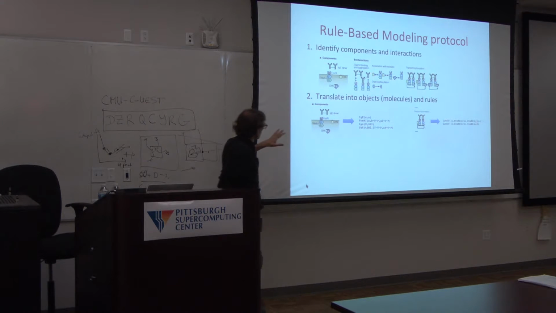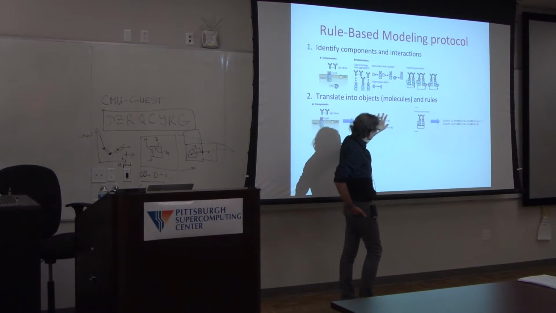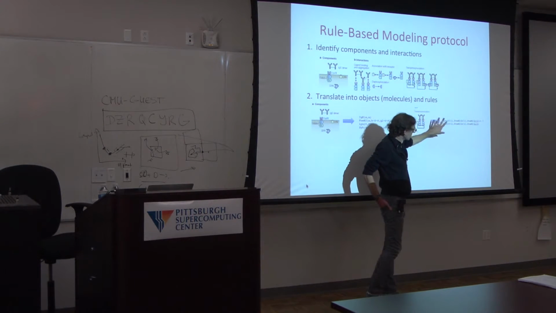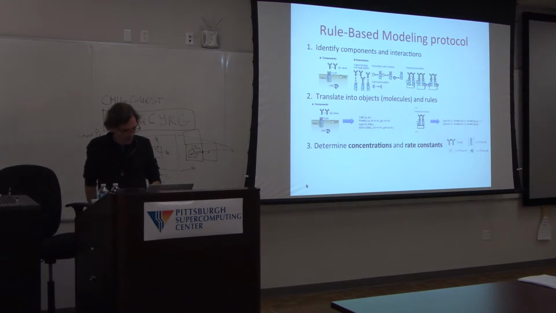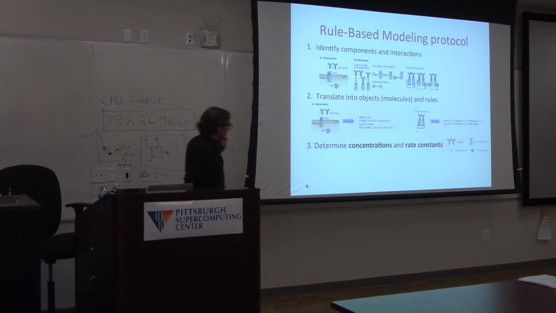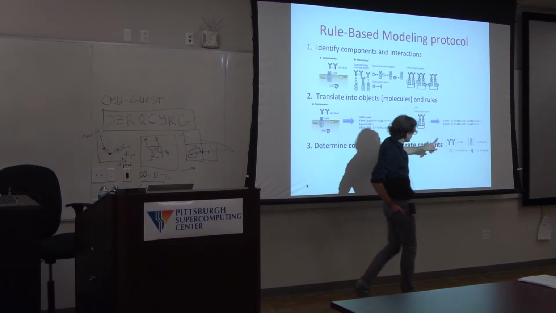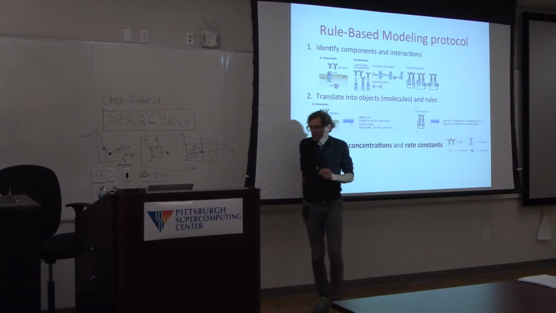So we translate the different molecules into structured objects, and we translate the different biochemical interactions into rules, and we'll talk about the nuts and bolts of that in this segment. And we need parameters, and we've talked already about parameters, things like the initial concentrations of the molecules and the rate constants that govern those interactions.